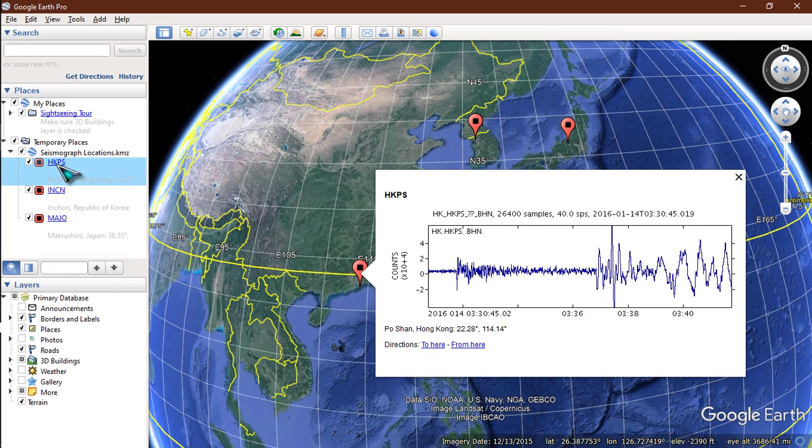So HKPS had these readings not too long after 3:30:45:02, and their latitude was 22.28, and longitude was 114.14, which I noted on my data sheet.